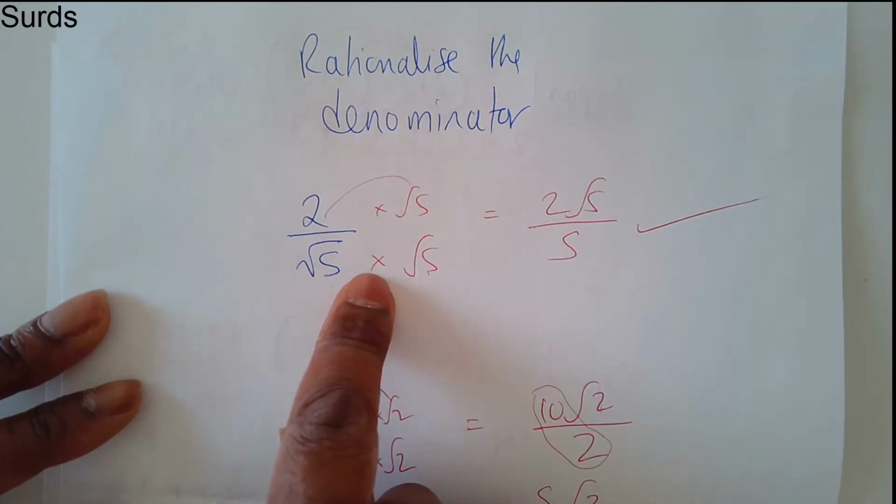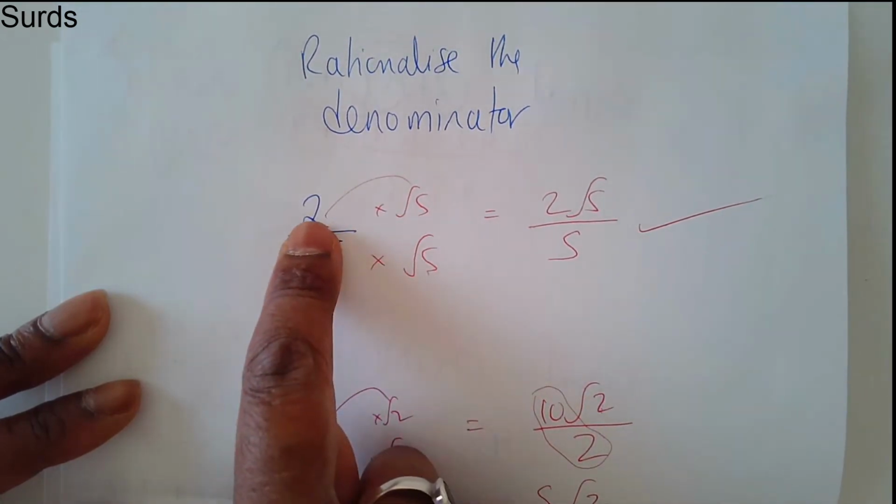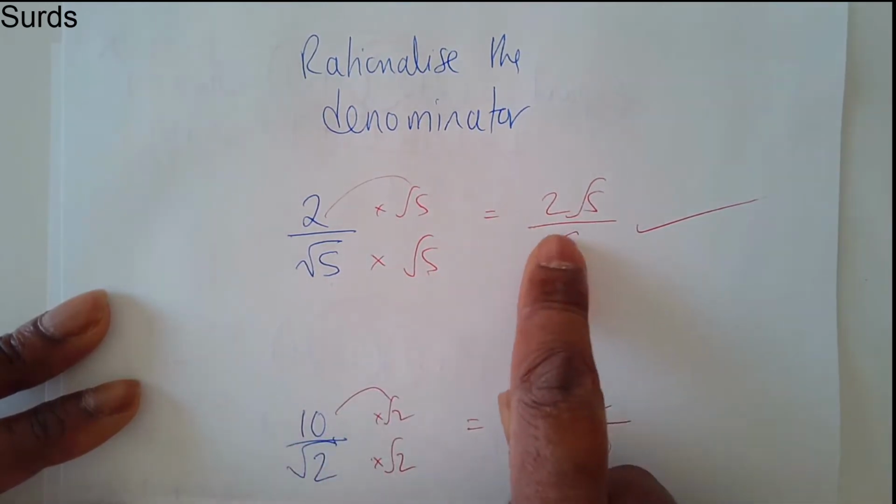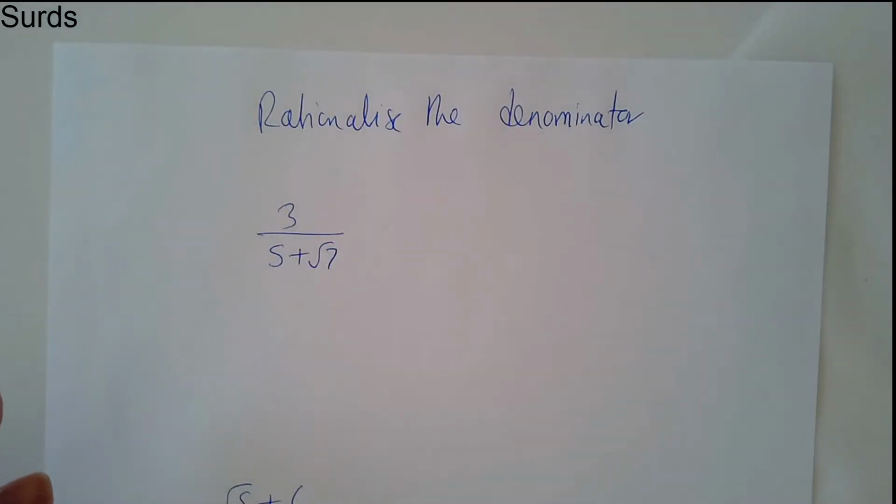So multiply by root 5. Whatever you do to the bottom, do to the top. 2 times root 5 is 2 root 5, and root 5 times root 5 is just 5. And look, I've got rid of the square root from the bottom. These are slightly more difficult.